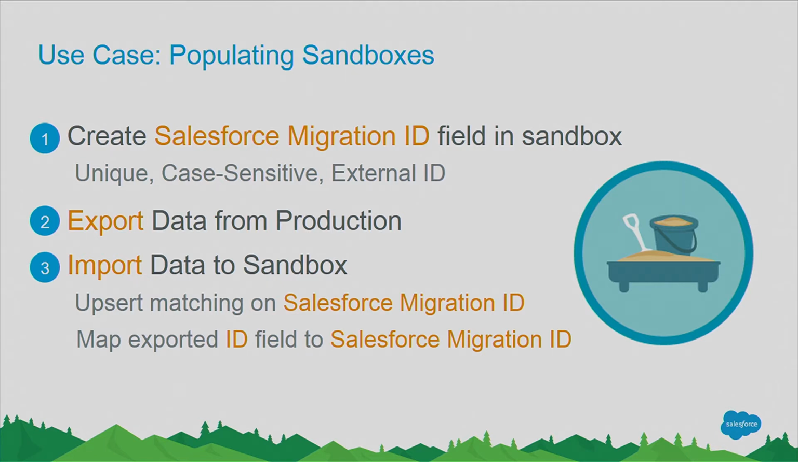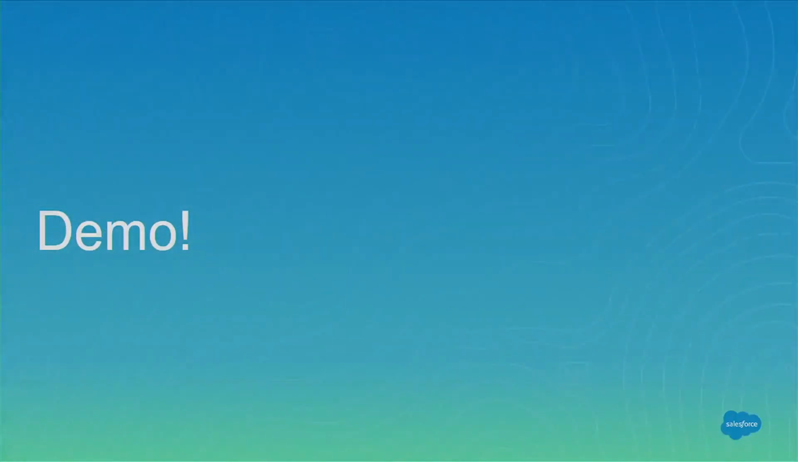Now, to set up for this example, we need to do 3 things. In our sandbox or your target org, you'll need to create an external ID field on the objects that you're going to be loading data into. Then, we're going to export the data from production as is. We won't have to make any changes to get it into the sandbox. And then lastly, we're going to walk through how we load that data into the sandbox using the Upsert and external IDs. All right.